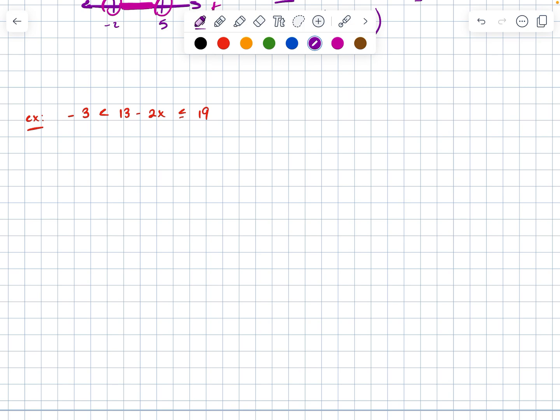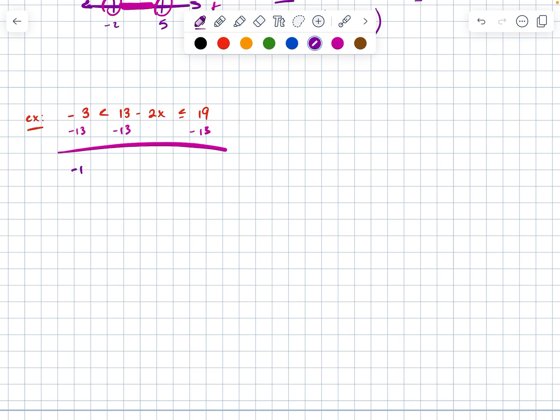Whoa, that's too much fun. Let's finish this together. 13 minus 2x. I want to get rid of a 13. I want to get rid of a -2x. Easiest thing to get rid of first is probably that 13. Let's start by subtracting 13 from the middle. But if I subtract from one part, I've got to subtract from all 3 parts of my inequality.